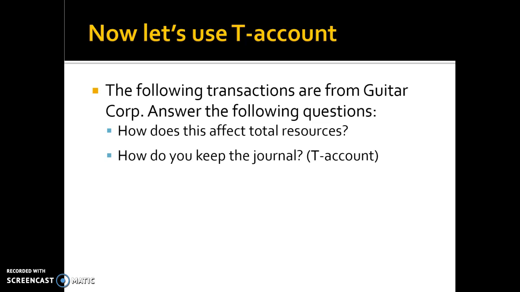We talked about how to use T accounts using a series of transactions that I'm going to list in the later slides. So we have some transactions from the Guitar Lessons Corp, which we have used in chapter 1. And when you look at those transactions, please pay attention to two questions. One, how does that affect the company's total resources and sources of resources? Two, how would you keep recording those transactions using the T accounts?